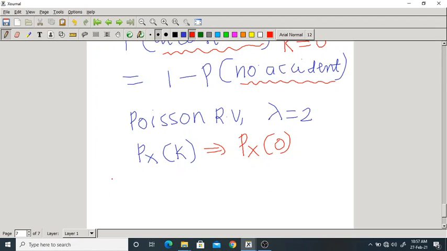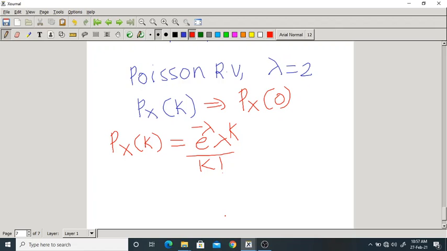So let me find out Px of 0. Or let me write Px of k here first of all. That is e power minus lambda into lambda power k by k factorial. So what is Px of 0? K equal to 0. That is simply e power minus lambda. That equals e power minus 2.